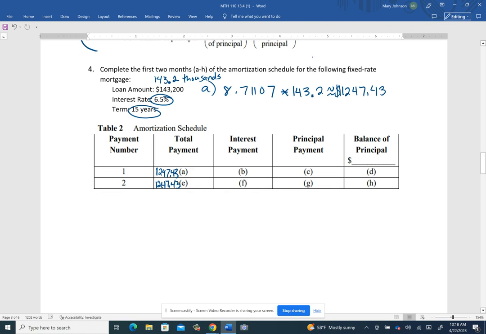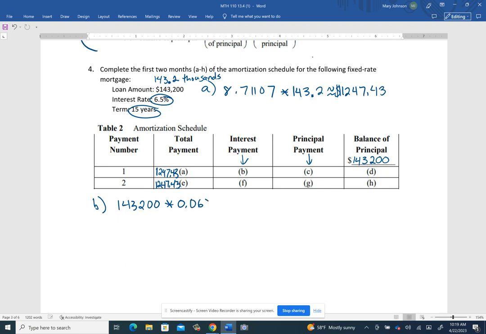So we know our monthly mortgage payment. Now what we're trying to do is figure out, well, how much of that goes to pay the interest and how much goes towards paying off the balance of the loan. So when we do that, what we're going to do is take our balance. Here at the start, the loan amount was 143,200. So that's the balance to start with. So we're going to take that and we're going to calculate how much interest we pay that first month by multiplying by the interest rate.